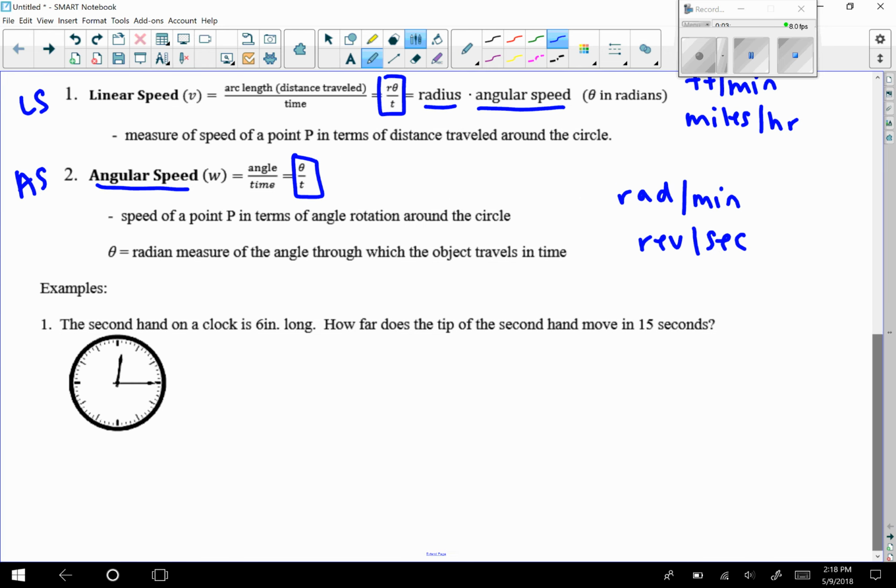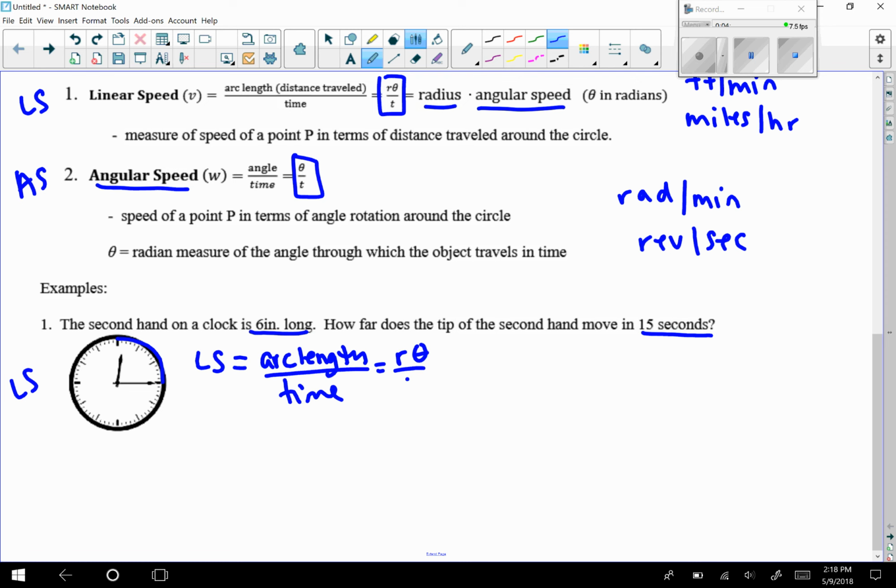So let's go ahead and take a look at this first example. The second hand on a clock is 6 inches long. How far does the tip of the second hand move in 15 seconds? So for this, we're talking about how far we're moving in 15 seconds, which would be a linear speed. For our linear speed, we know that's equal to the arc length over the time, so distance over time. So that means we have r theta over t.